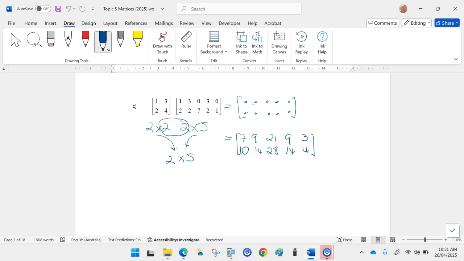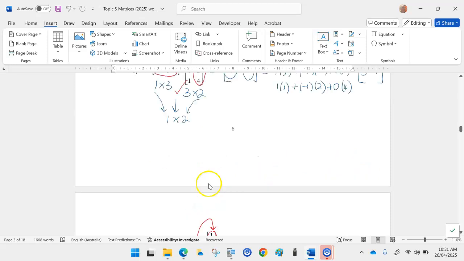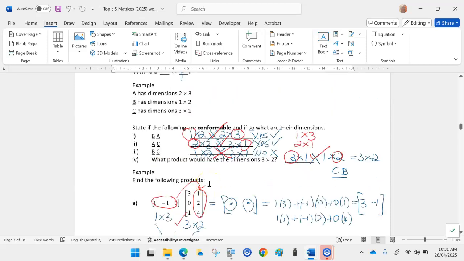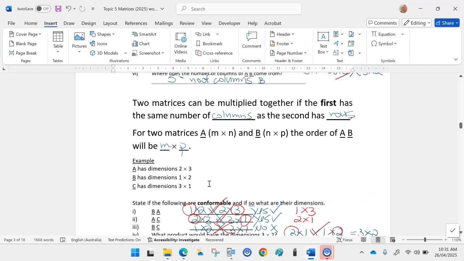And that's how we do matrix multiplication. Again, it all depends upon the order of the two matrices that you're multiplying together. If the first matrix has the same number of columns as the second does rows, then yes, you can multiply them together. And when you get the product, the number of rows in the product comes from the number of rows in the first matrix, and the number of columns in the product comes from the number of columns in the second matrix.